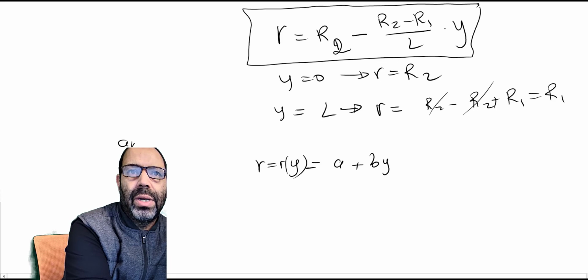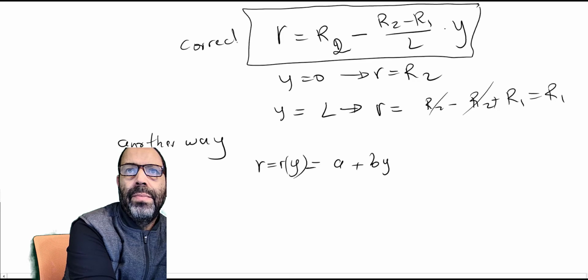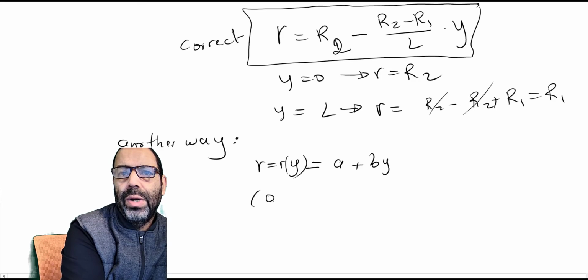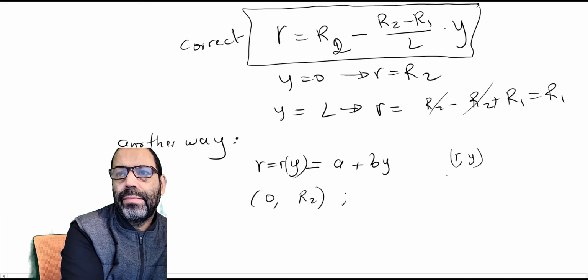So this is another way of doing it. I mean, the expression is correct now, but we want to arrive at the same expression in a different way. So what we're saying here is this is an equation of a line. We know that when y is equal to 0, it passes through R2. So this is an equation that plots r as the y-axis and y as the x-axis. Sorry, did I do it again? It's the other way around. The dependent variable is r, and the independent variable is y.